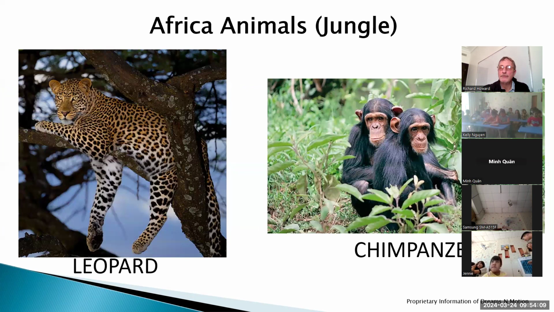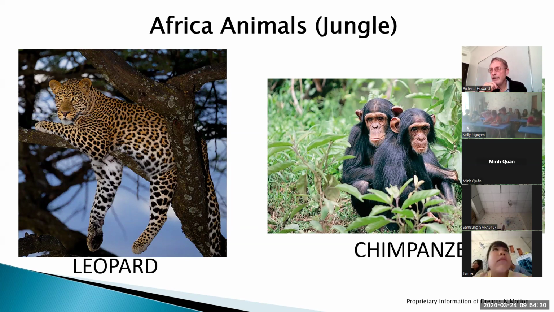There's two more types of animals we see in the jungle in Africa. One is called a leopard. It's like a tiger, but it's smaller, and they live a lot in the trees. Something special about leopards, they're not like gorillas. They don't live in groups. They live basically by themselves, okay?